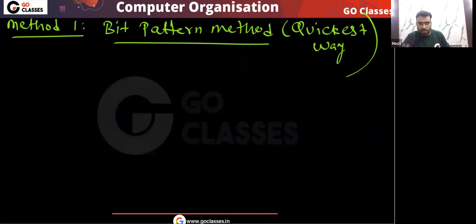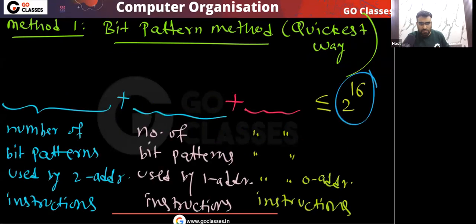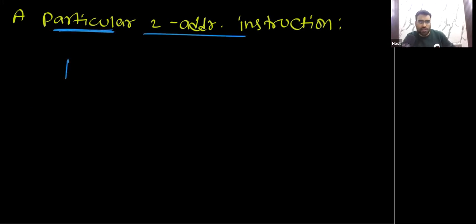Now you tell me a very simple point I'm asking you. If you have a two address instruction, consider a particular two address instruction. If I give you only one particular two address instruction, then what will happen? For any particular instruction, the opcode will be fixed, because I am giving you a particular two address instruction.